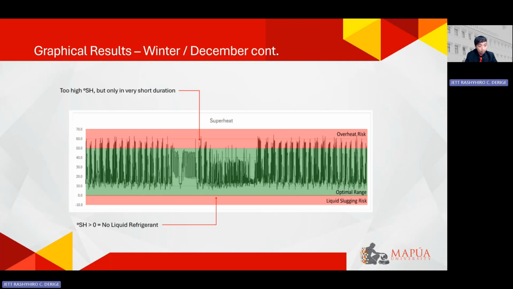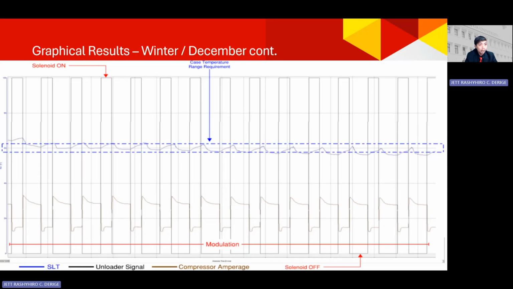And for winter, much better readings in terms of superheat. No presence of liquid refrigerant entering the compressor. And it also experienced high superheats, but only for a fraction of the time. And this would be the winter SLT versus the solenoid. So you can see it's similar to what is experienced in summer, but if you compare it, the compressor amperage would be much lower in comparison to summer.